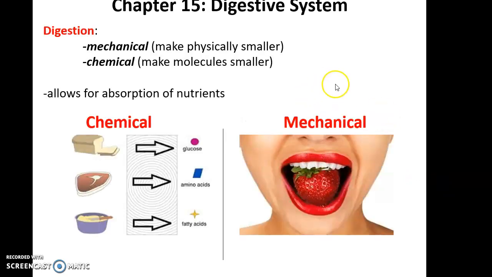So digestion. Digestion is both a mechanical process, breaking things down physically, so from a big piece of fruit, say, down to little bitty tiny chunks, and breaking it down chemically. That's taking big molecules like proteins, lipids, carbohydrates, and breaking them down to smaller chemicals, to nutrients like glucose, amino acids, and fatty acids. And this is important because then we're able to absorb those nutrients.